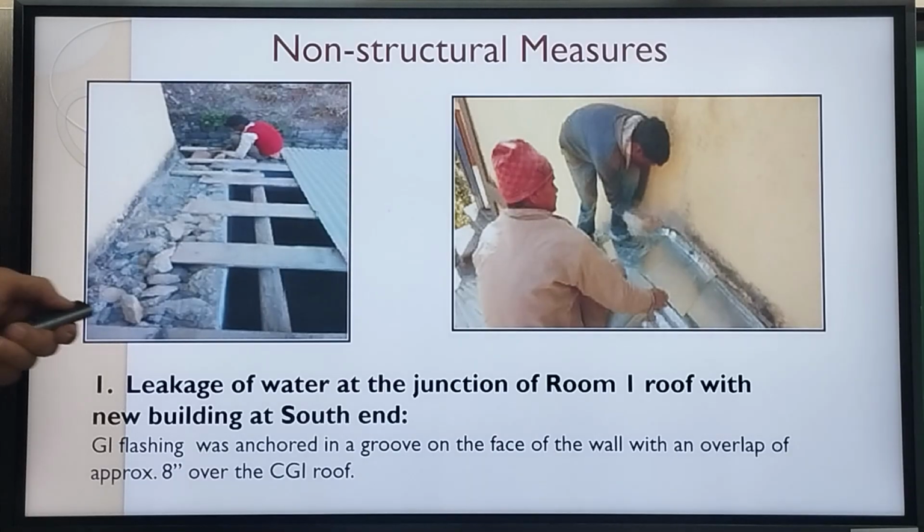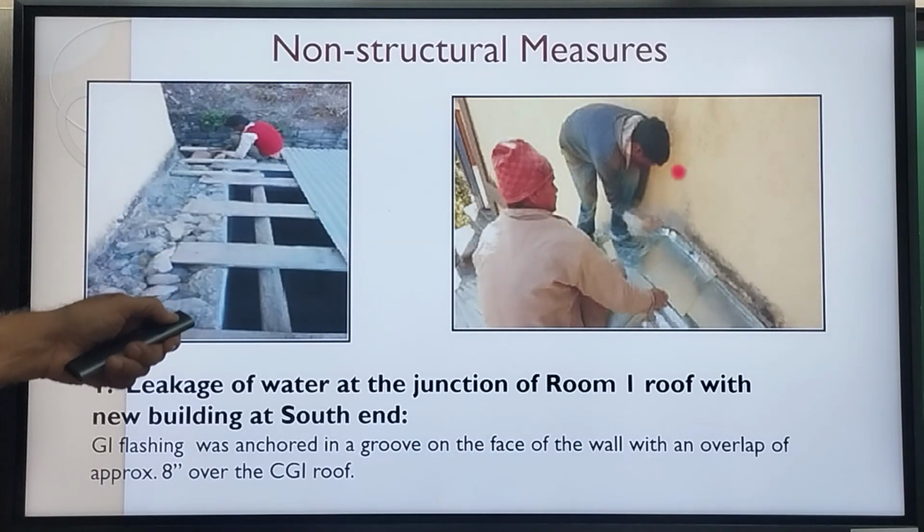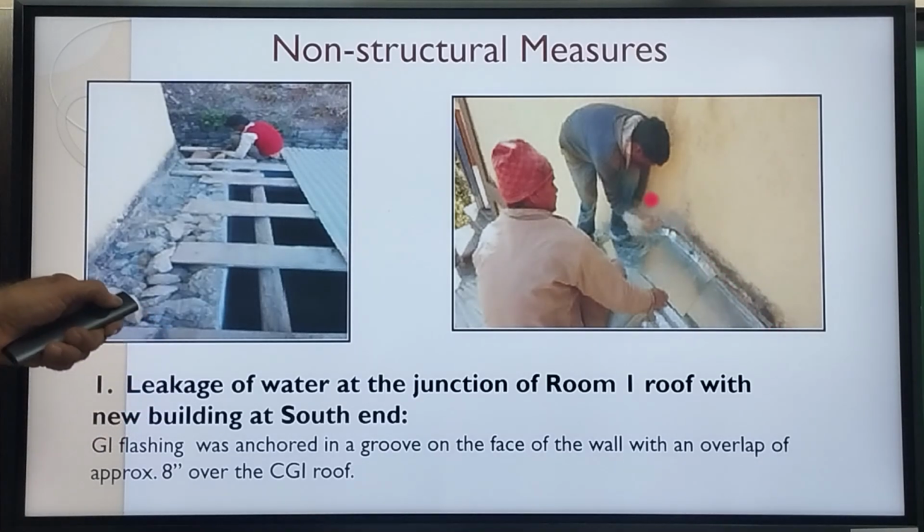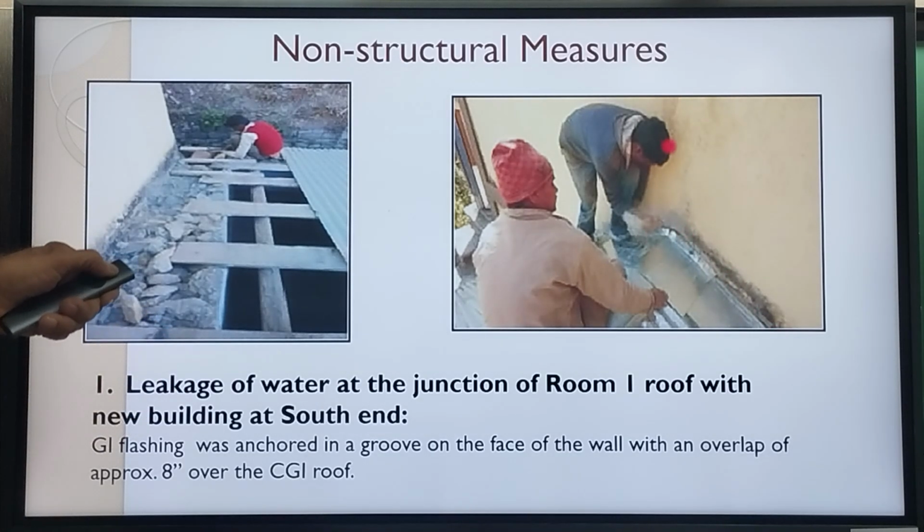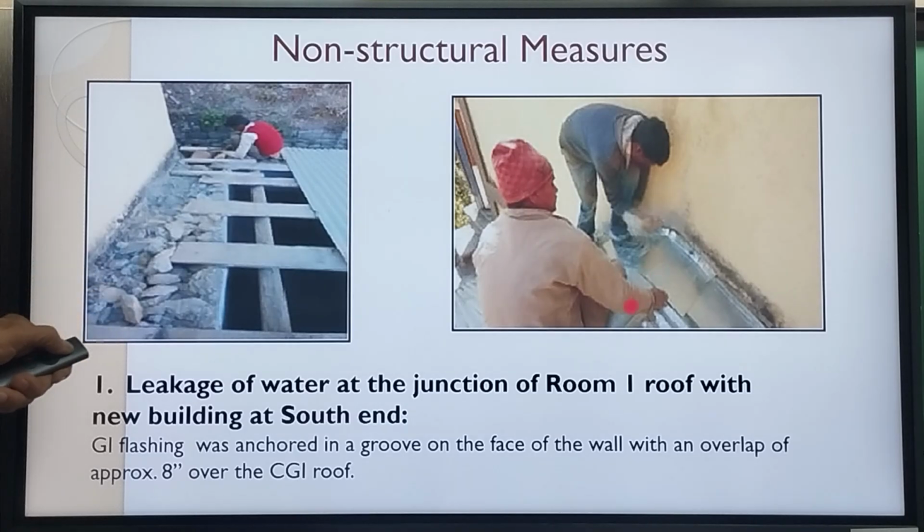Right here you see the water is coming down, and this tin sheet is nailed here properly with sealant, so the water will come out onto the roof and drain down. Otherwise, the water continues.